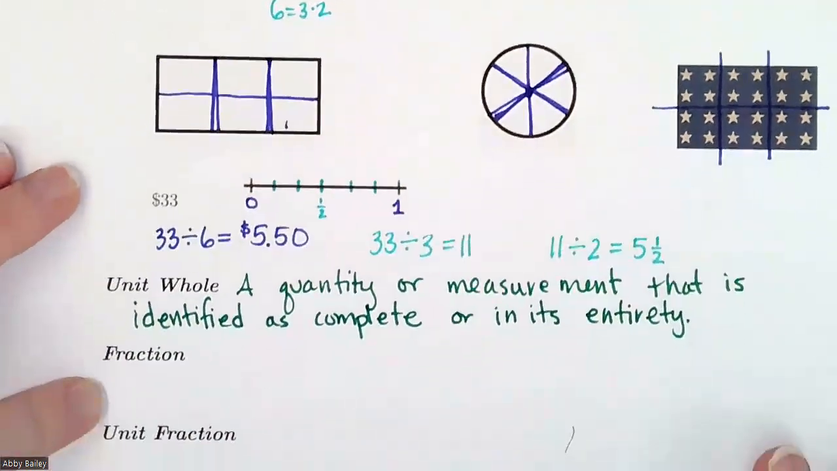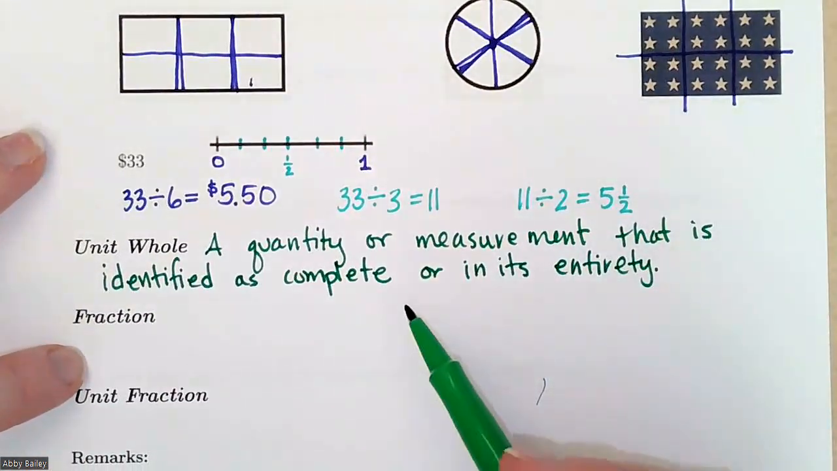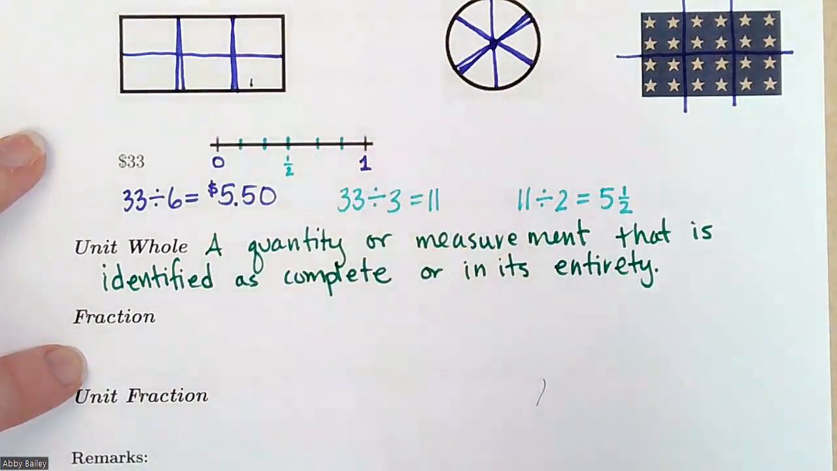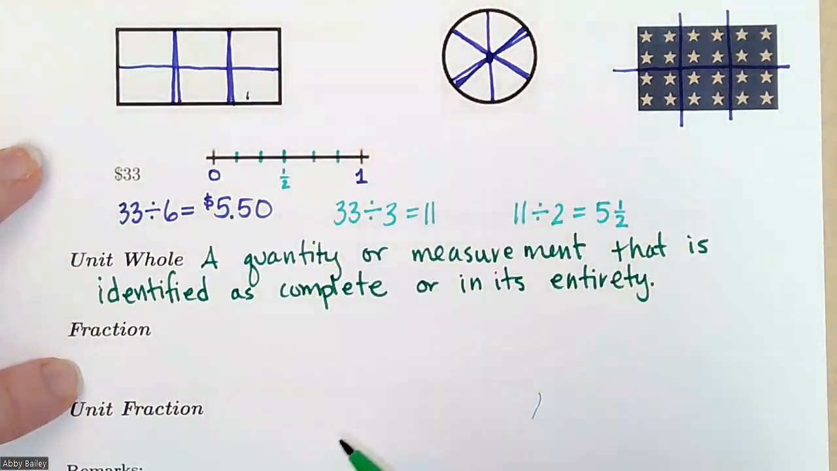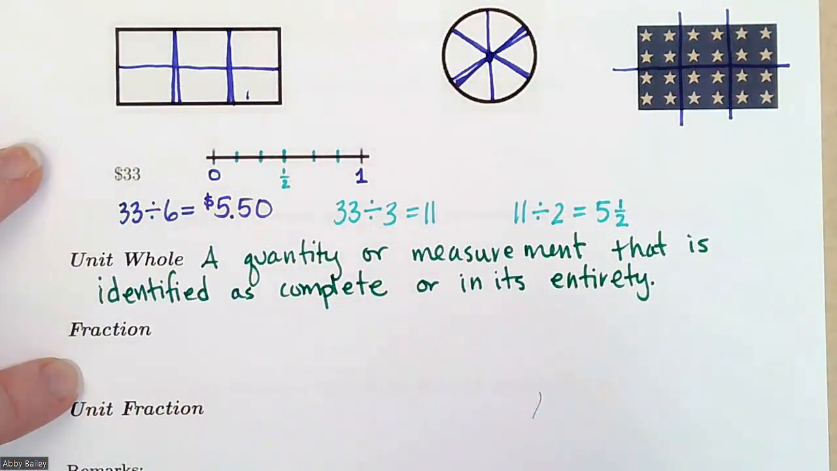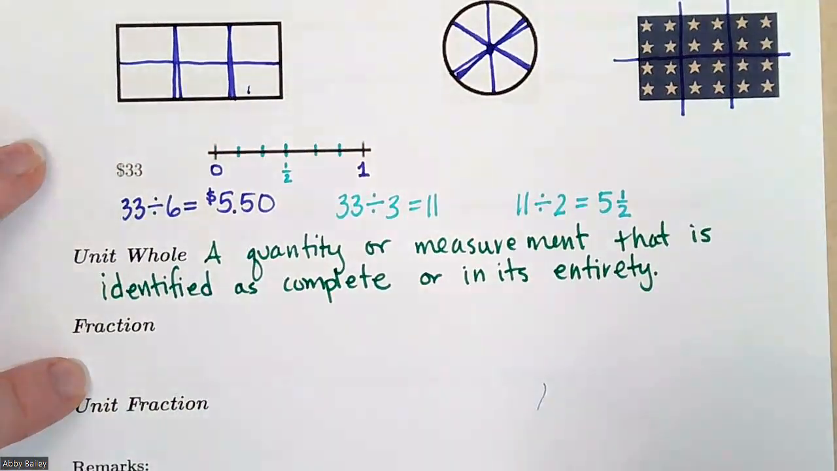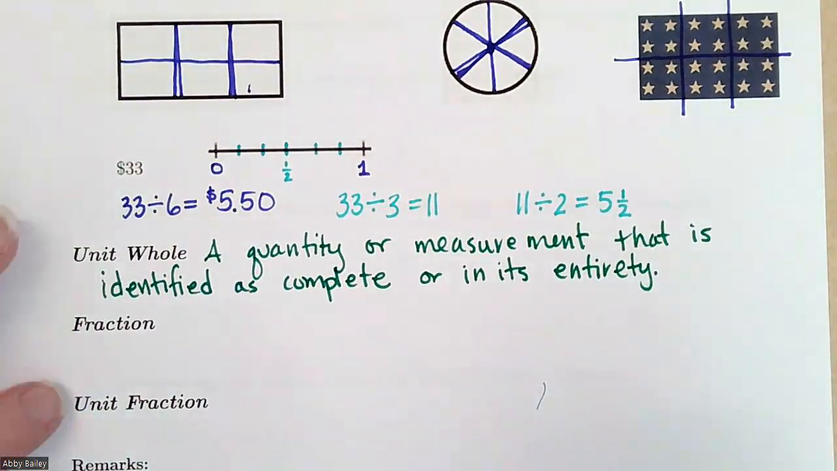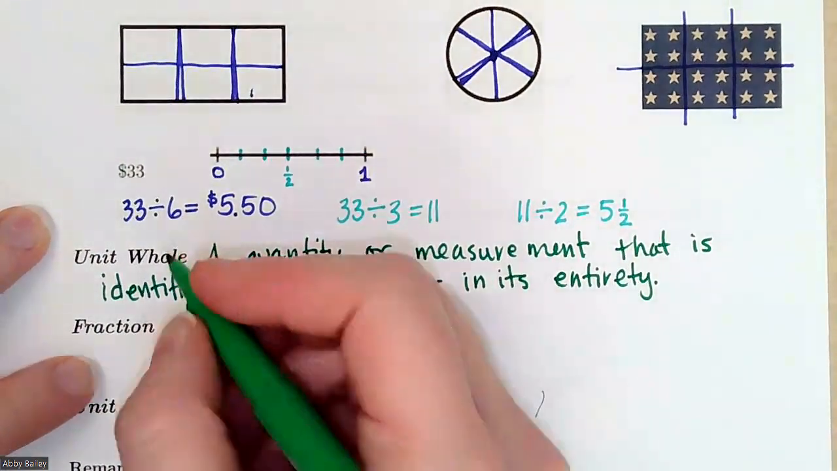Okay, so that's each one of these. This is an entire cake or whatever, entire rectangle. This is an entire length of 1. This is an entire $33. That's how much you're starting with. A fraction is a number that describes a quantity.